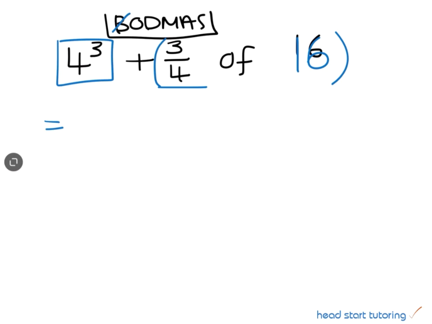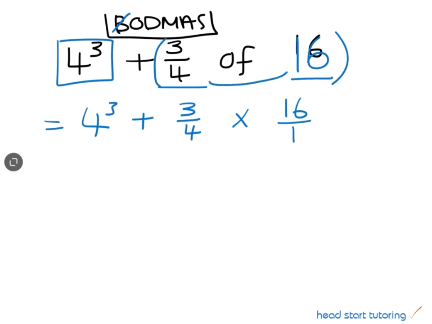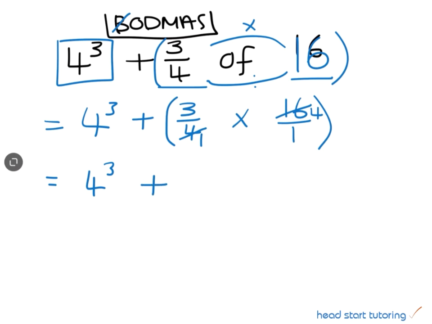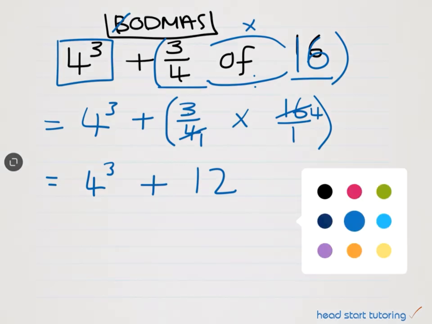So 3/4 of 16, what we can do is rewrite it all, and we can say 3/4 of 16 is the same as 3/4 times 16 over 1. You can do it this way. You can say 16 divided by 4 and times by 3. So you can do it that way. But let's do it this way just for argument's sake. And then we can cross cancel. So 4 into itself once, and 4 into 16 4 times. So we've got 4 to the power of 3, and we're plussing. 3 times 4 is 12, and 12 over 1 is just 12.